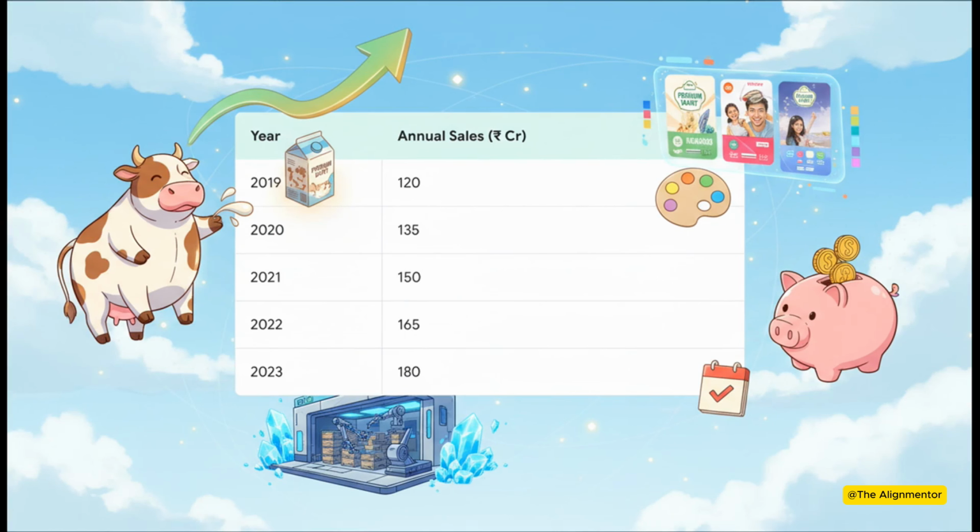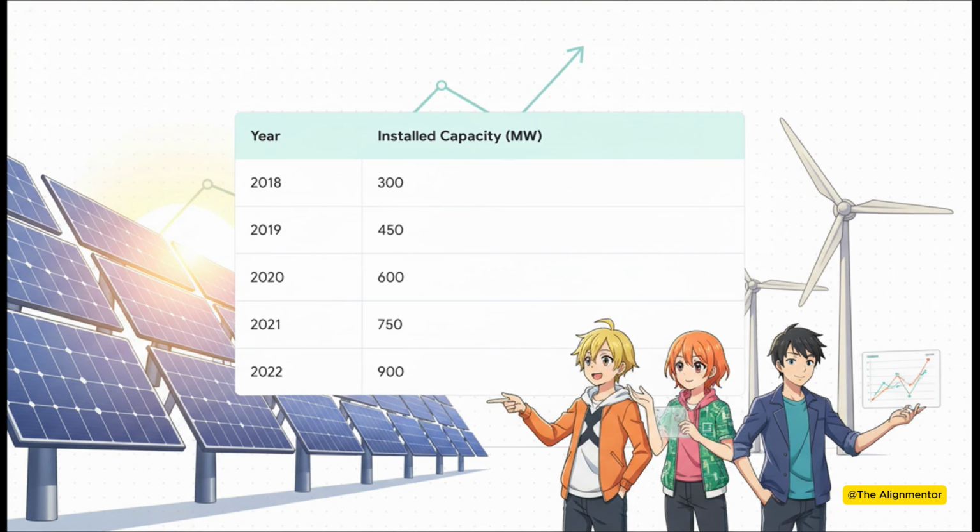Or how about this one from retail? A premium dairy brand is watching its sales grow by a steady 15 crore rupees year after year. This isn't just random luck. It's a clear, predictable trend that lets them plan everything from how much cold storage they need to their marketing budget for next year. And one more, from the energy sector. This solar power company has been adding 150 megawatts of capacity every year, just like clockwork. This kind of steady, predictable growth is exactly what linear trend is designed to spot and project.